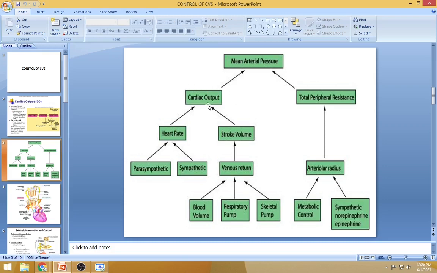There is something called an intrinsic heart rate, where the sinoatrial node, the pacemaker that we discussed in the earlier class, can generate a rhythm of 100 beats per minute.